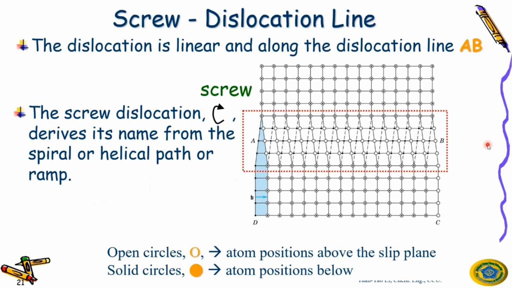When you say you screw up, what does that mean? You do something wrong, you make a mistake, right? So the screw dislocation derives its name from the spiral or helical path or ramp. Spiral means this spiral or helical.